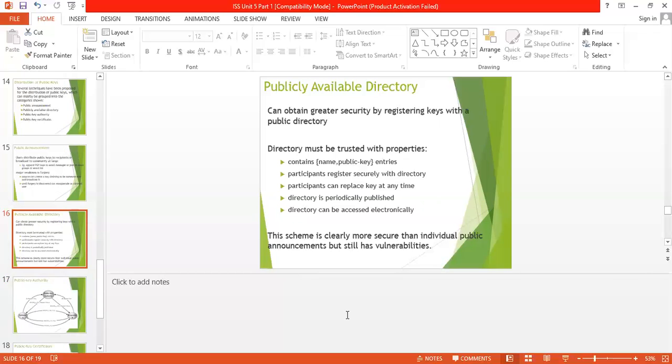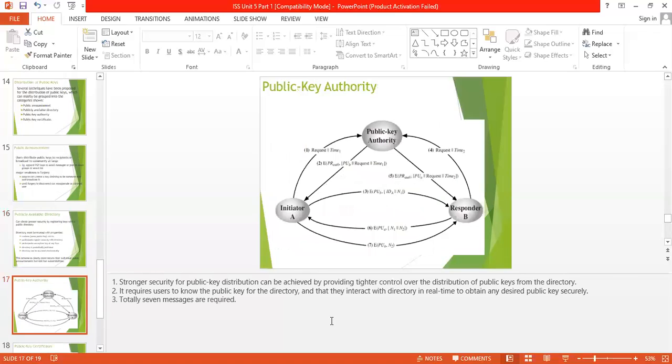After this, third is the public key authority. The public key authority is similar to the directory but improves security by tightening control over distribution of the keys from the directory. It requires users to know the public key of the directory. Whenever keys are needed, real-time access to the directory is made by the user to obtain any desired public key securely. This shows the public key authority diagram.